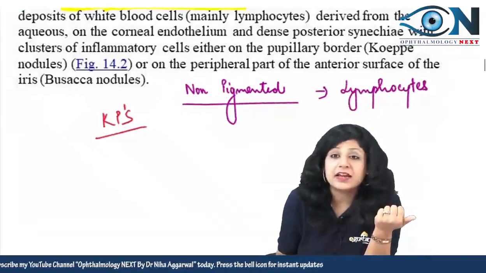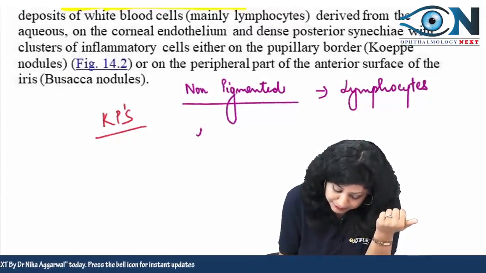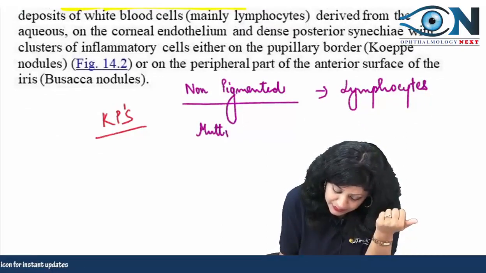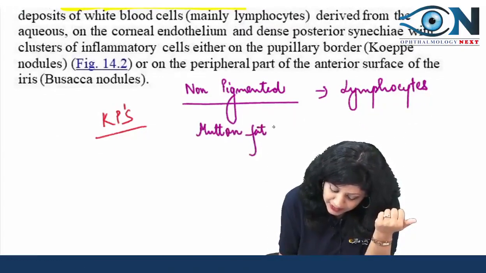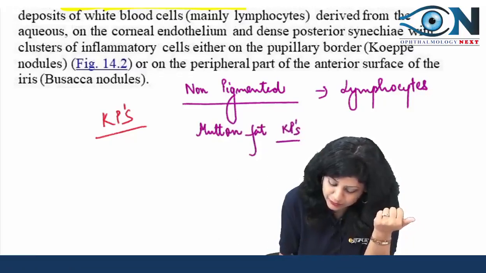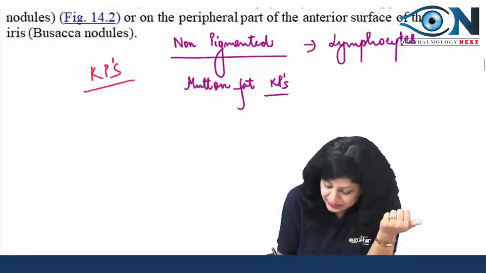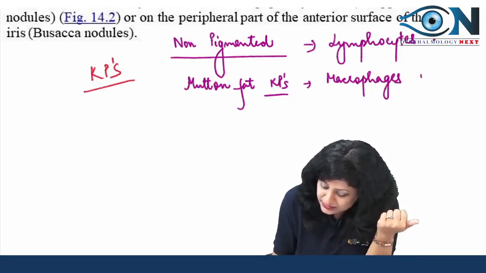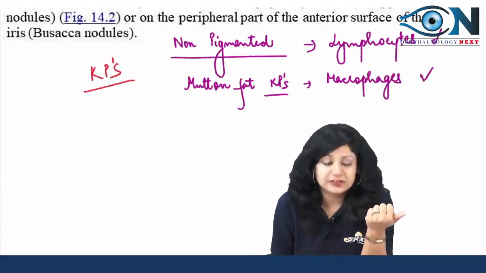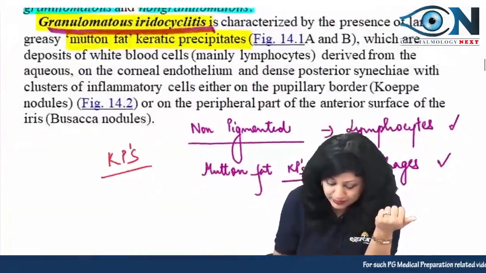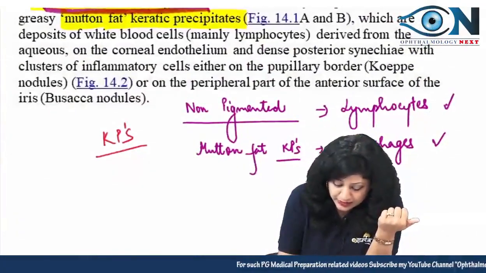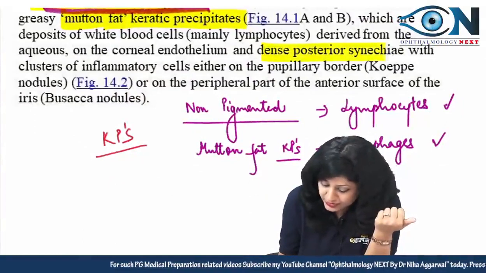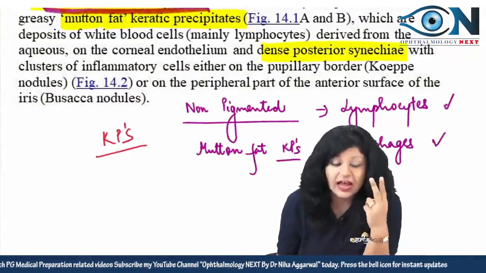But when I talk about the mutton fat KPs that we get in cases of granulomatous diseases, then it is the macrophages that we are getting. Okay, then we can have posterior synechiae. We can have the iris nodules.